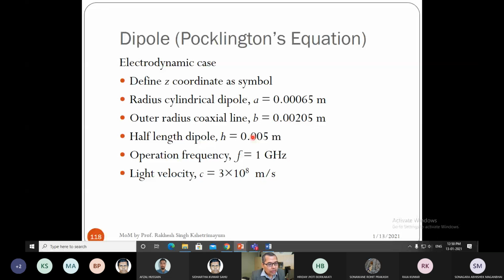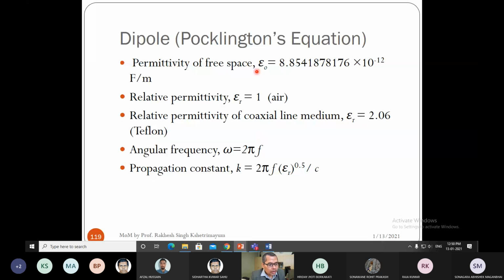And epsilon 0 is this, epsilon r is 1 for air, and epsilon r is 2.03 for Teflon. See, basically in the coaxial cable you have an inner conductor and outer conductor. In between the inner conductor and outer conductor, you have a dielectric medium. That dielectric medium is usually made of Teflon, and epsilon r for that is 2.06. Angular frequency omega is 2 pi f, k is 2 pi f square root of epsilon r divided by c. This is the propagation constant.